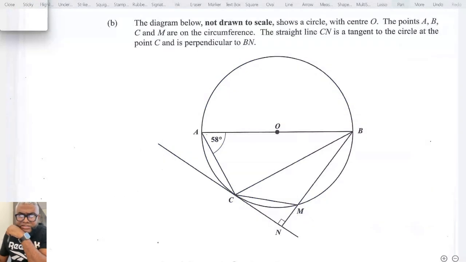So the diagram below, not drawn to scale, shows a circle with center O. So you'll see the center O, right? The points A, B, C, and M are on the circumference. A straight line CN, this is CN here, is a tangent to the circle at the point C and is perpendicular to BN. So you see it forms 90 degrees here, right?